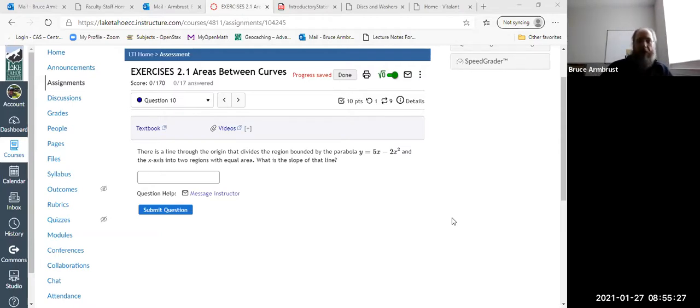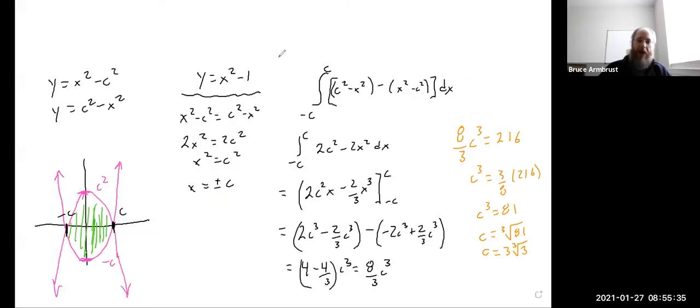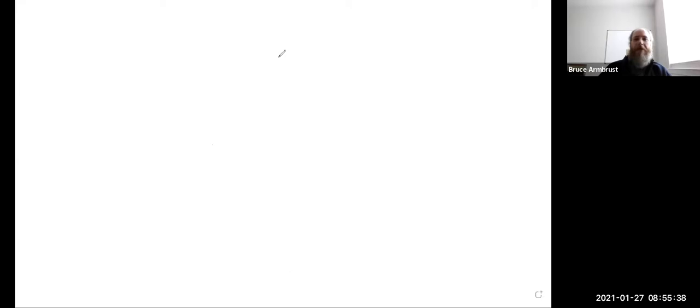And let's go to the whiteboard. I don't know if you're anything like me, you read something like that and you go, I have no idea what that means. It's too many words. I find that I need the picture. So let's start with the picture. We have the parabola 5x minus 2x squared. Okay, so that's a sad parabola.